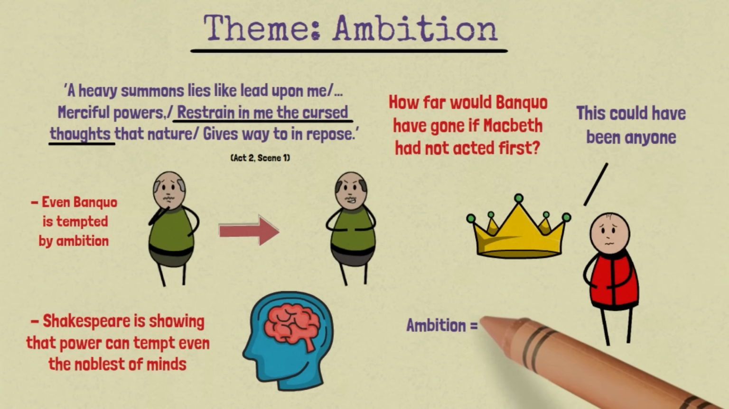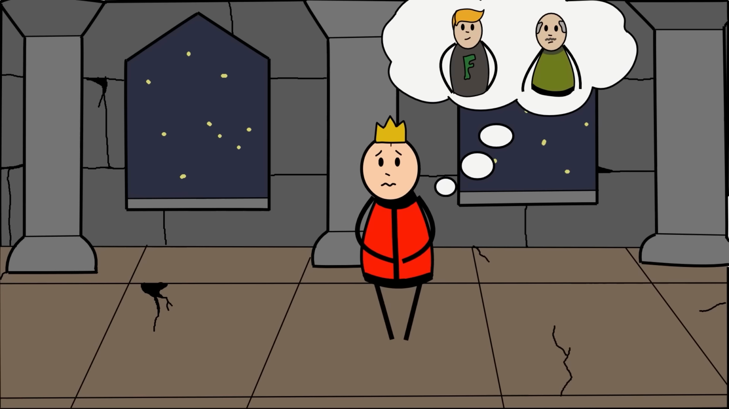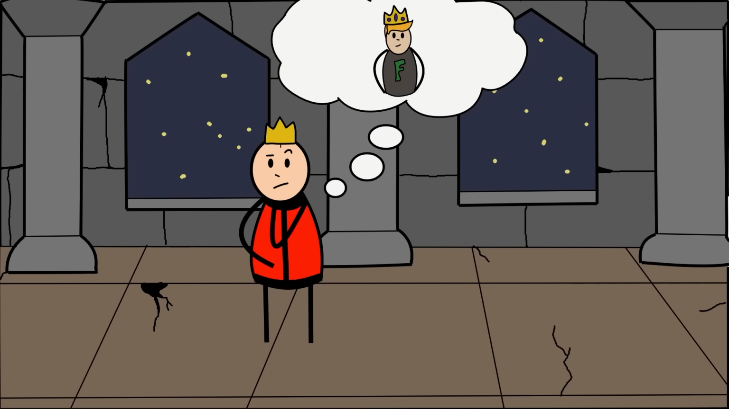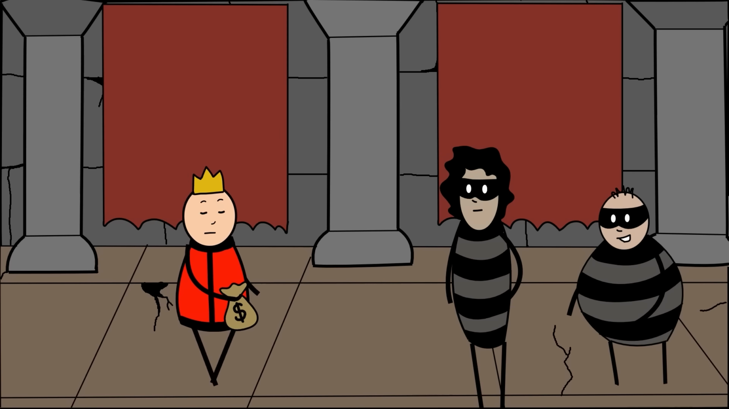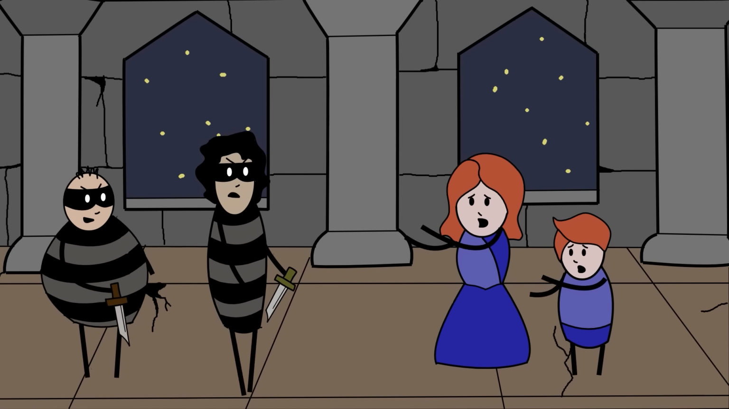It is only human to be ambitious, but Shakespeare is suggesting that it is uncontrolled ambition which is the real problem. And as we find out, Macbeth's uncontrolled ambition quickly escalates, leading to the further murders of Banquo and Macduff's family. He becomes much more ruthless and tyrannical, willing to sacrifice anyone to keep his power.